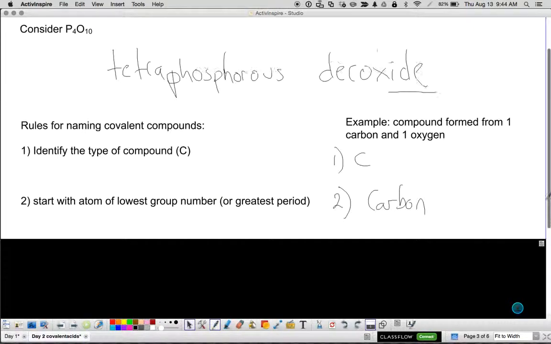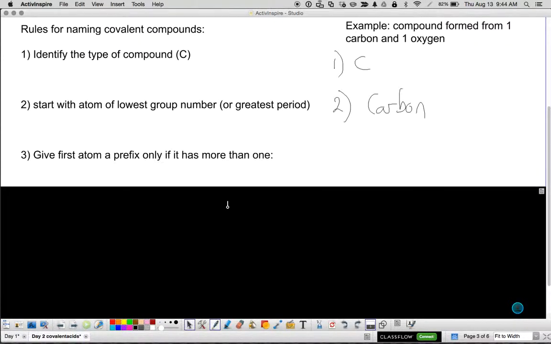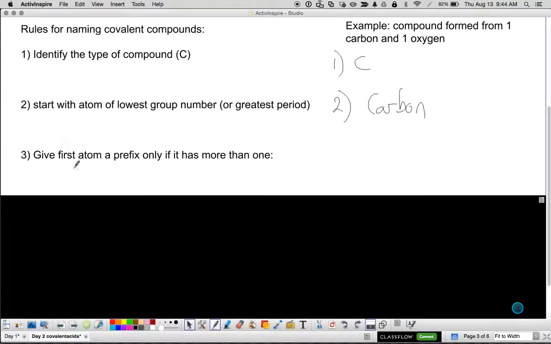All right, so how do we do this carbon naming? The first atom, give the first atom a prefix only if it has more than one, which we don't. Oh, okay, so that's easy. So our name, instead of having a prefix, monocarbon, which would be the name with the prefix, we don't include mono because we only have one.